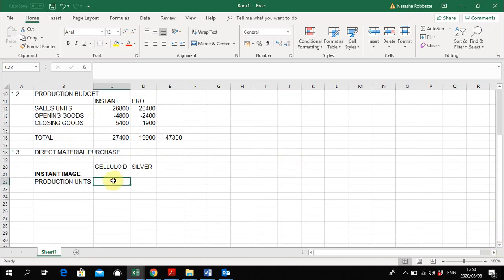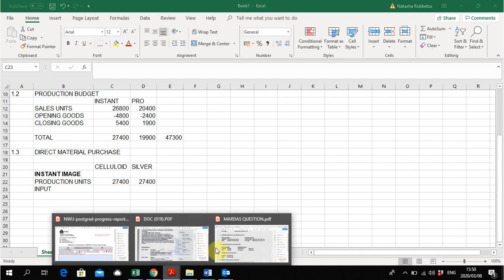Right, production budget for the instant, we just calculated it. It was 27,400 units, and it will be the same production units for both products because we need enough celluloid to make 27,400 instant image products, and then for the silver we also need enough silver to make 27,400 of the instant image product. Then the input, I believe that the input was given to us in note number D.